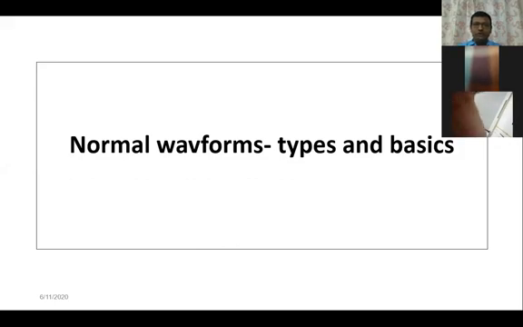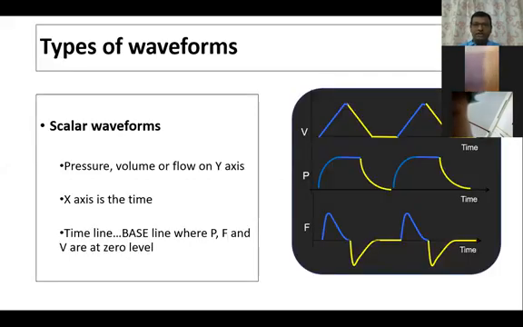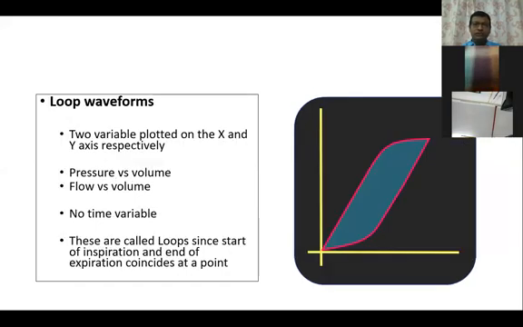We all know there are two types of waveforms, scalars and loops. Scalars are the ones where we have pressure, volume, or flow on the y-axis, and time on the x-axis. This timeline is nothing but a baseline where your pressure, flow, or volume will be at 0 level. Coming to loops, we have two variables, on the x and y-axis respectively. It can be a pressure-volume loop or a flow-volume loop, and there is no time variable here.